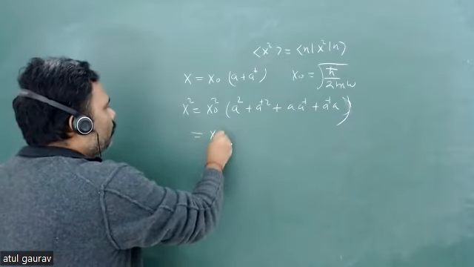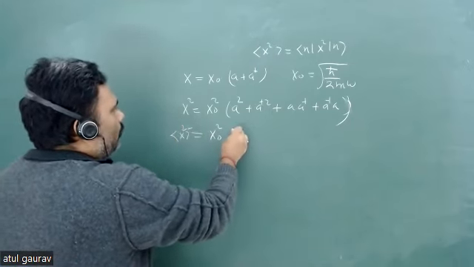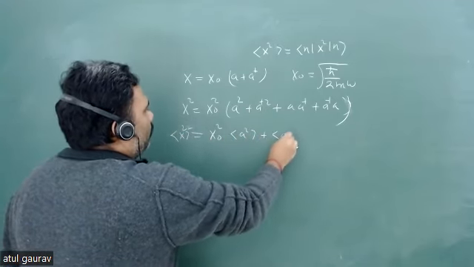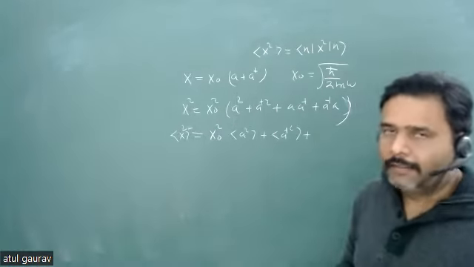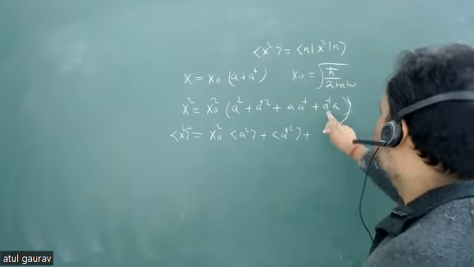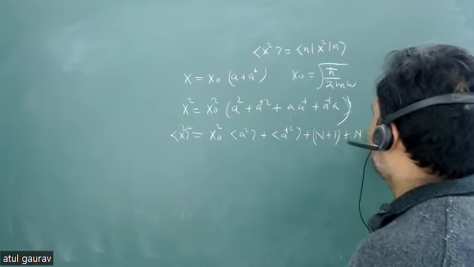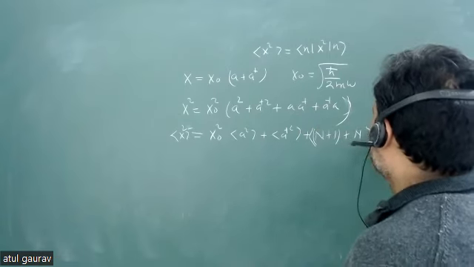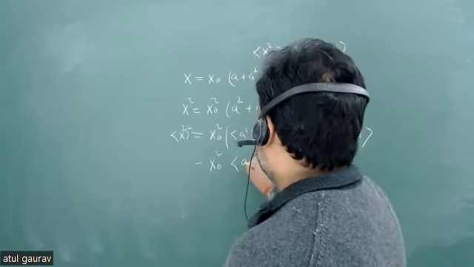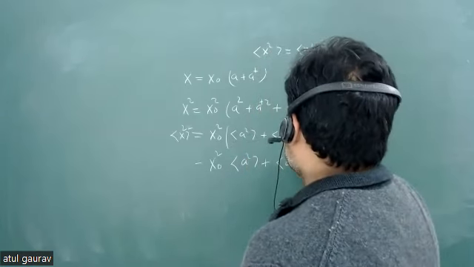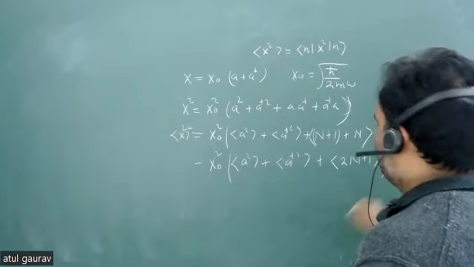And what you have: x naught squared. If we want the expectation value of x squared, then you have the expectation value of A squared, the expectation value of A dagger squared, and A dagger acting on n gives n plus 1, and A acting on n gives n. So this can be written as x naught squared times the expectation value of A squared, the expectation value of A dagger squared, plus the expectation value of 2n plus 1.